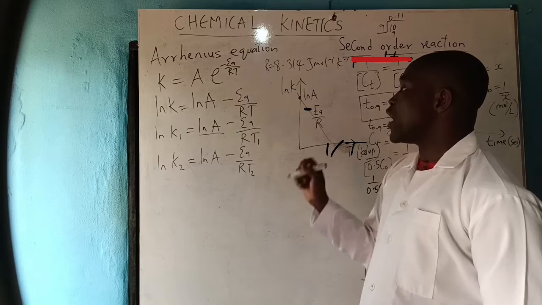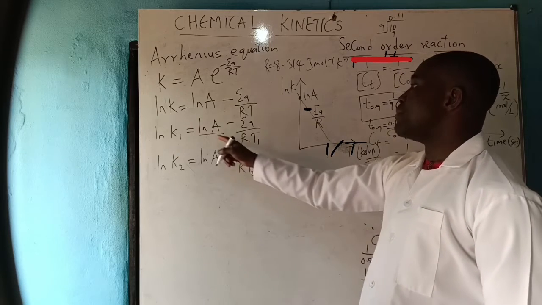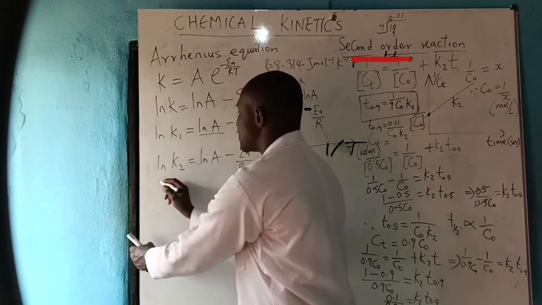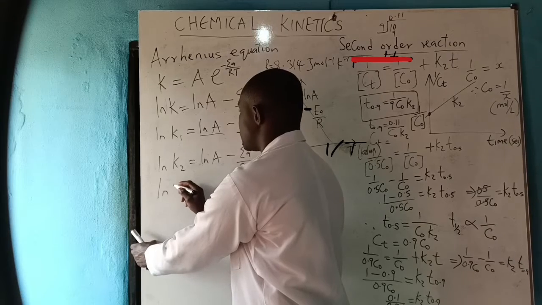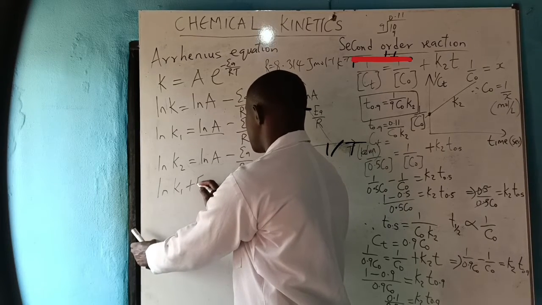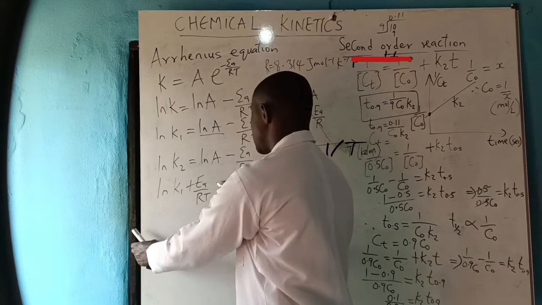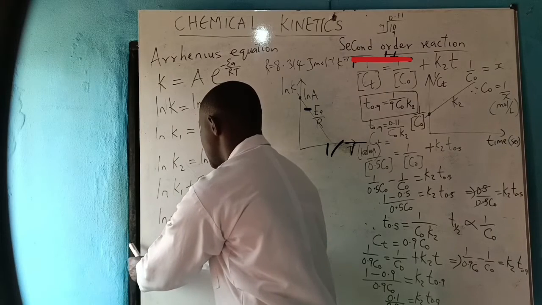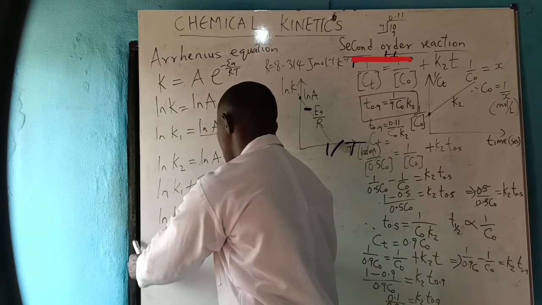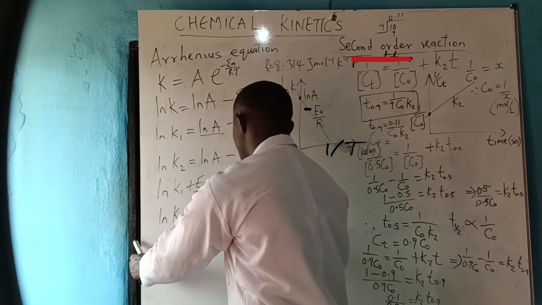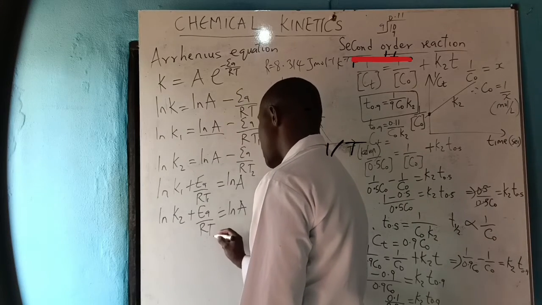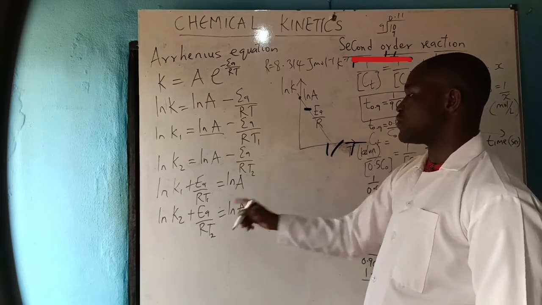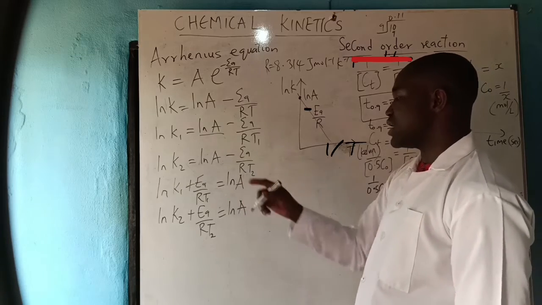And so if you make ln A the subject of the formula, since it doesn't vary, and carry the other one to the other side, you now say that ln K1 plus EA over RT1 is equal to ln A. That is for the first one. Then ln K2 plus EA all over RT2 is equal to ln A. This is for K1 and this is for K2. Since this is ln A and this is ln A, we equate the two.